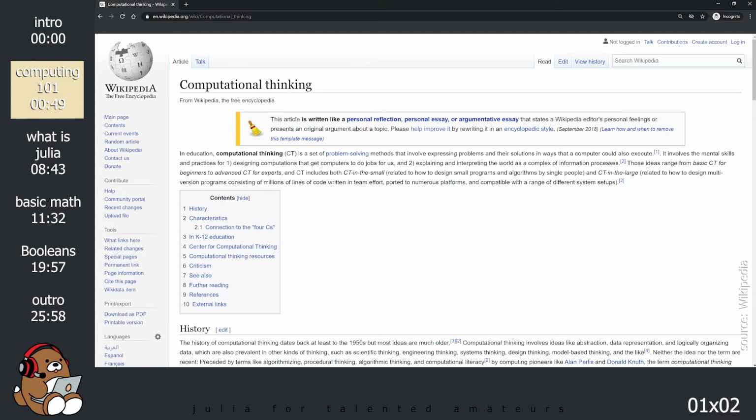Computational thinking is a set of problem-solving methods that involve expressing problems and their solutions in ways that computers can execute. When applying computational thinking, practitioners are designing algorithms that get computers to do the work, and modeling the world through the lens of information processes.